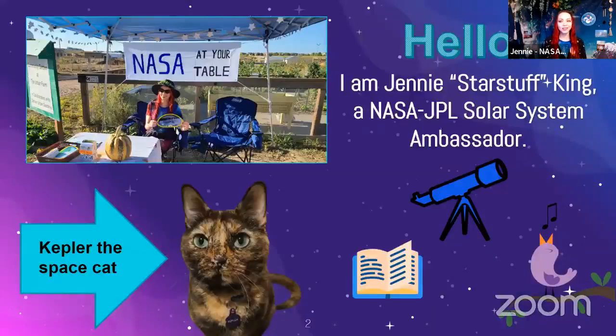But quickly, I do want to just let you know who I am. My name is Jennie King. Sometimes I go by Jennie Star Stuff because I'm always thinking about star stuff. But you can just call me Jennie or whatever you want to call me. And I'm a NASA Solar System Ambassador. When I am not talking about astronomy and space science with wonderful students like yourselves, some other things that I enjoy are reading, singing, and spending time with my cat whose name is Kepler. You can see a picture of Kepler on this slide as well.